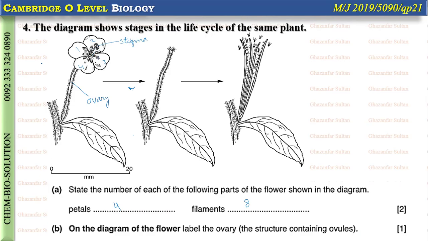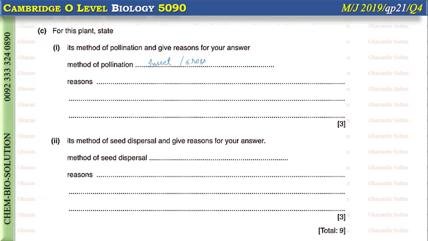So for self-pollination, anthers should be above the stigma. If this is the situation, then self-pollination may occur. But here stigma is above, so it is very difficult to transfer pollen from here to here. So that's why the most probable chance of the pollination is the cross pollination.